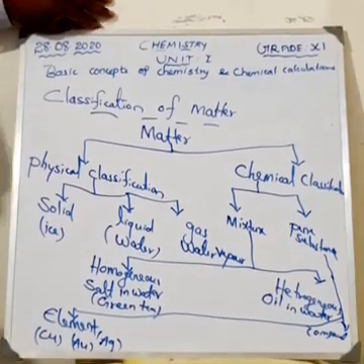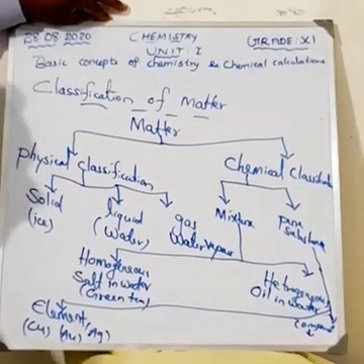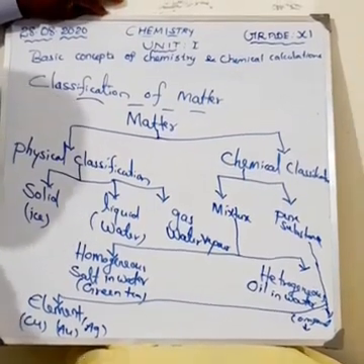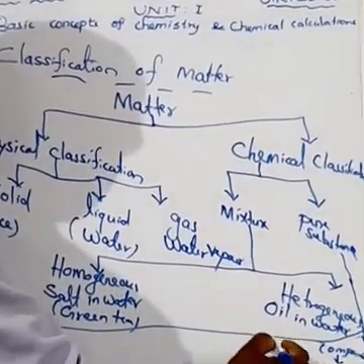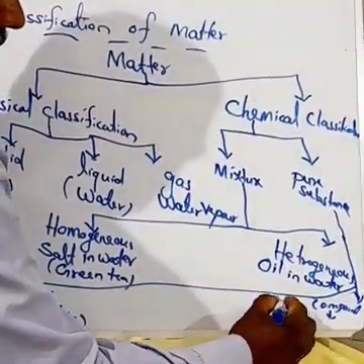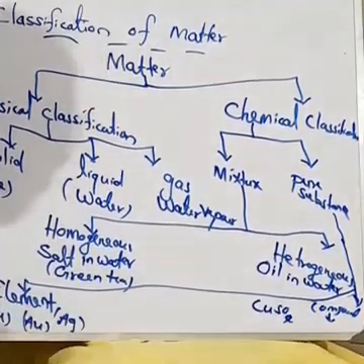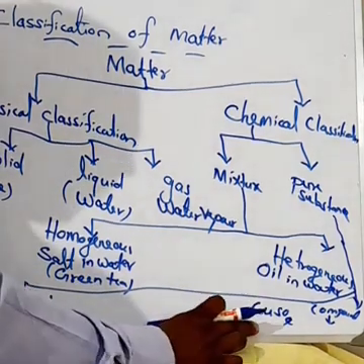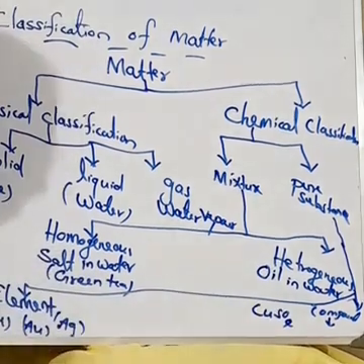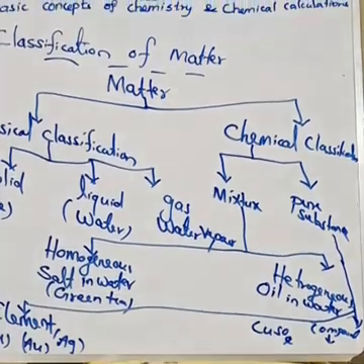What about the compound? What is a compound? Two or more elements combine to form a compound. One example is copper sulfate. What is the formula for copper sulfate? CuSO4. Copper sulfate is a very good example of a compound. Here, copper metal is Cu, one element; sulfur is also one element, and oxygen is also one element. Two or more elements combine to form a compound.